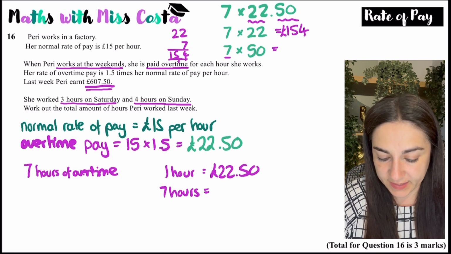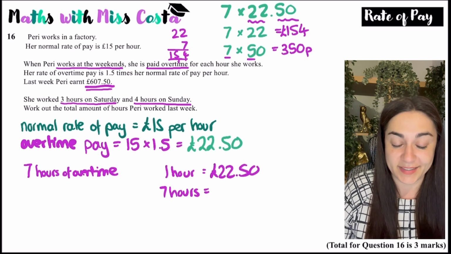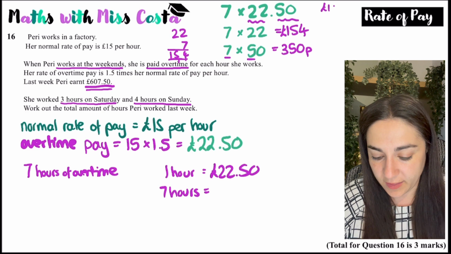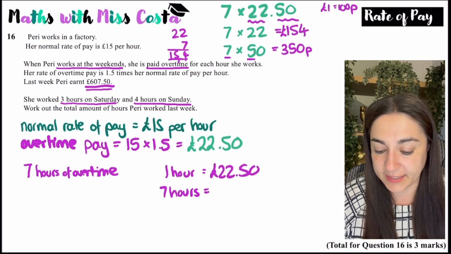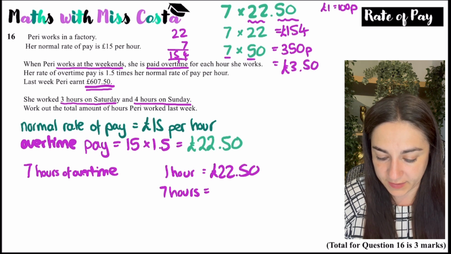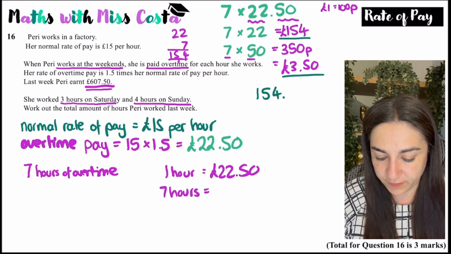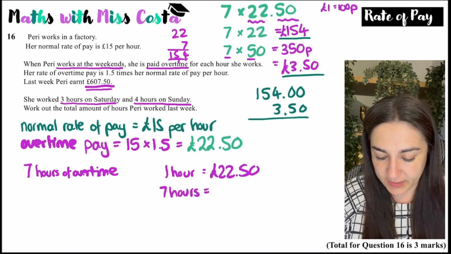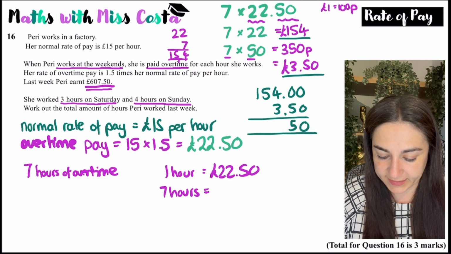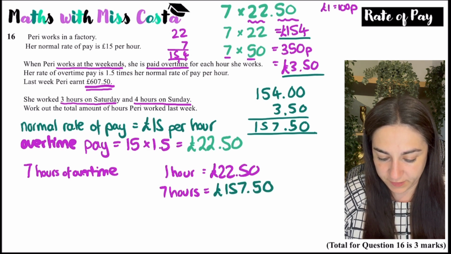And then 7 times 50, 7 times 5 is 35, and then you add the 0, so that's 350 pence. And I know that in £1 there's 100 pence, so to turn pence back into pounds, I divide by 100, so that would be £3.50. So for her overtime work, she got paid £154 plus £3.50. So if I add them together, I've got 0 plus 0 is 0, 5, 7, 5. So for her 7 hours of work, she got paid £157.50.